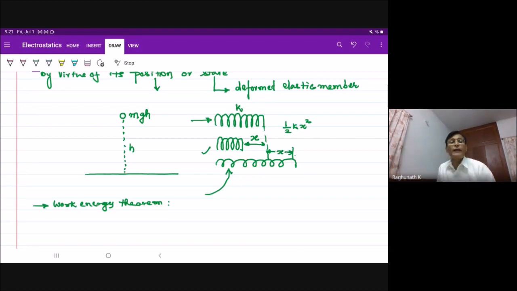In the deformed state, it stores the potential energy equal to half kx squared. You will not ask who deformed it, how much force was applied to deform it. I also will not ask. Somebody says it is elongated or compressed by x, I will immediately say energy stored in it is half kx squared. Who deformed it? How much force that person applied on it? Unnecessary for us.